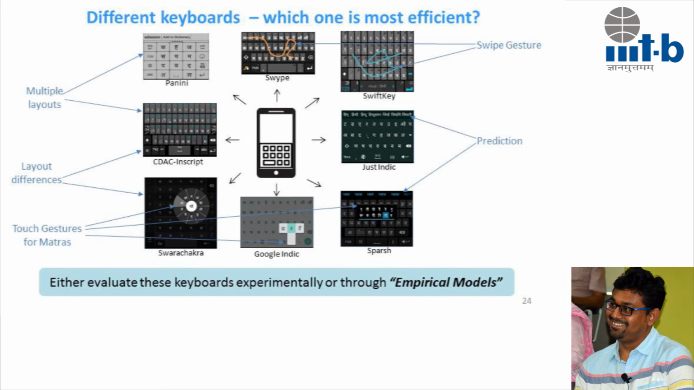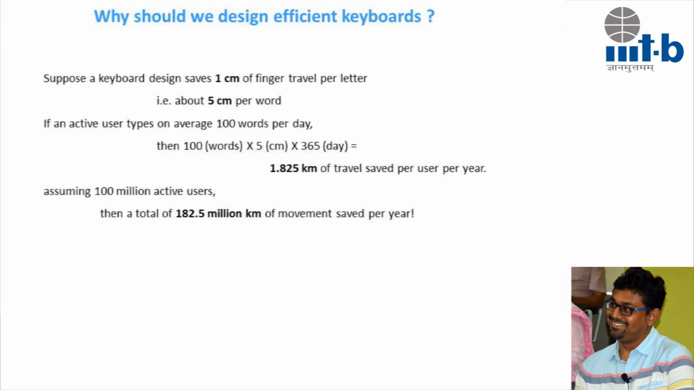Right? Why are we really thinking about having an efficient keyboard? This is a hypothetical situation. If I have a very good layout and can save just 1 centimeter of finger movement to type one letter, think about how much impact we can get. This is just to show how important these keyboards are and how important it is to optimize them. Right?